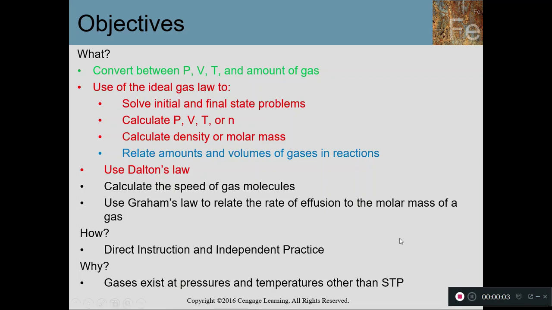Hello, Chem 2. Today, what we're going to do is go over the next section of Chapter 5, talking about the different ideal gas laws. So you see here, we've already done the green stuff, talk about the conversions. Today, we're going to try to focus on the things that are in red.